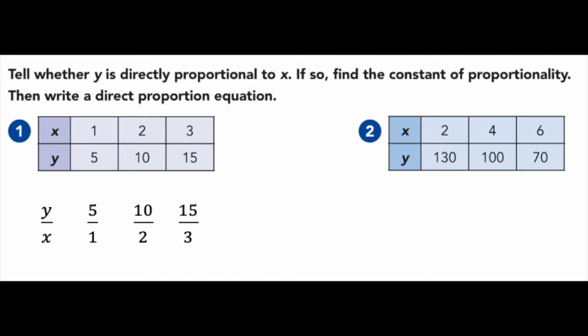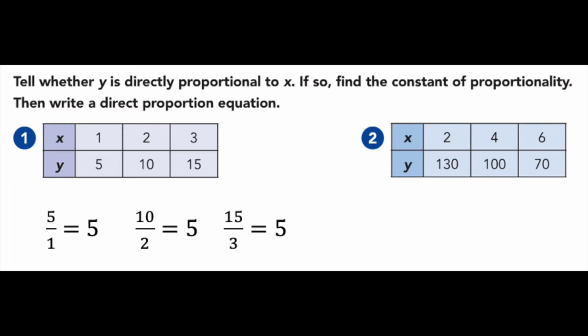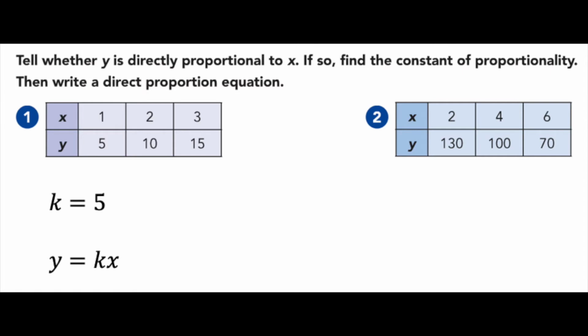We then divide each y value by each corresponding x value. When you divide 5 by 1, we end up with 5. 10 divided by 2 gives us 5, and 15 divided by 3 also gives us 5. We should notice that we ended up with the same quotient for each y divided by x. Therefore, there is a constant of proportionality, and y is directly proportional to x.